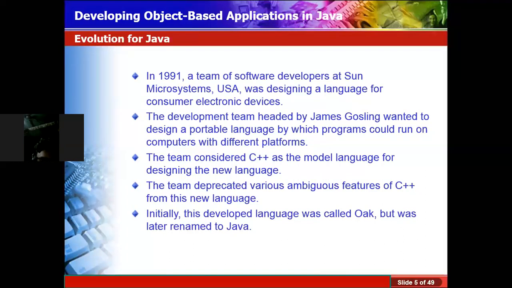Oak is a tree in the USA which gives coffee. The entire developer team sat in a cafeteria and developed this programming language. They think that with good quality coffee, they were able to develop this particular programming language. So they gave it the name Oak. Later, it was renamed Java.